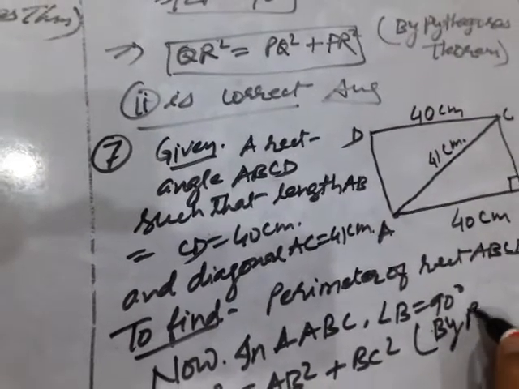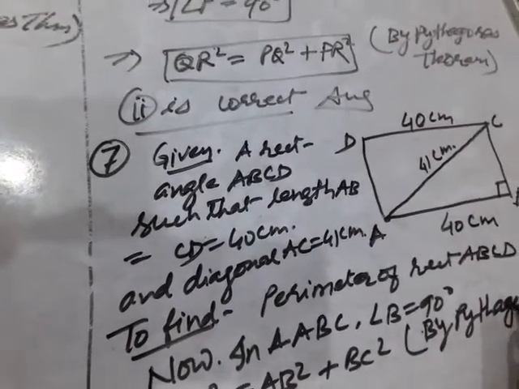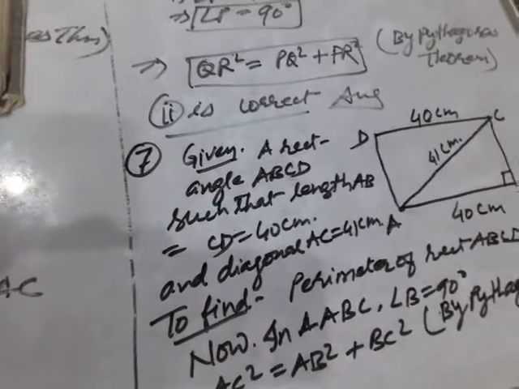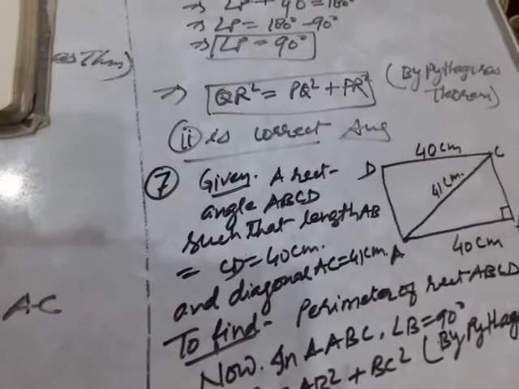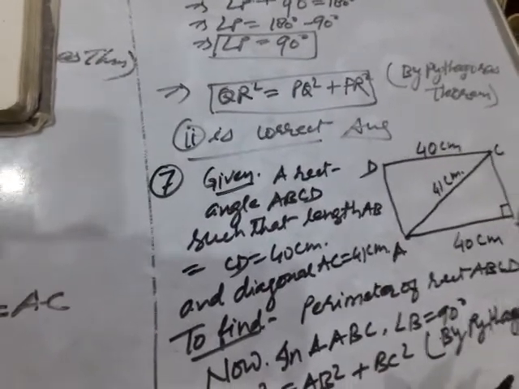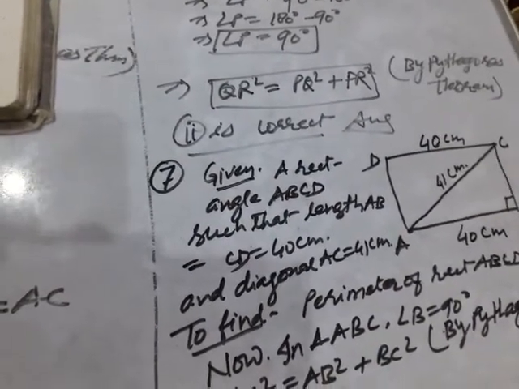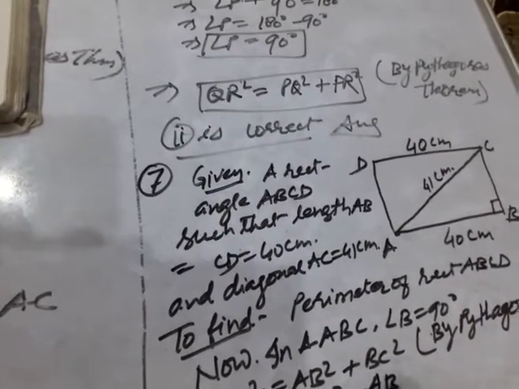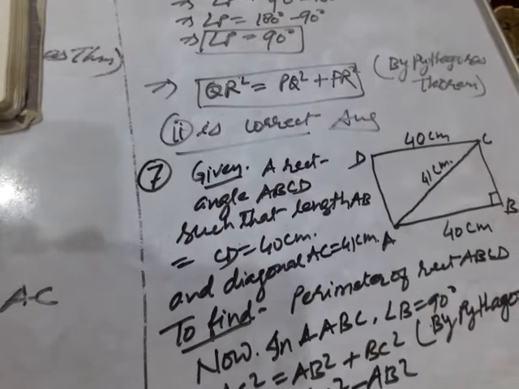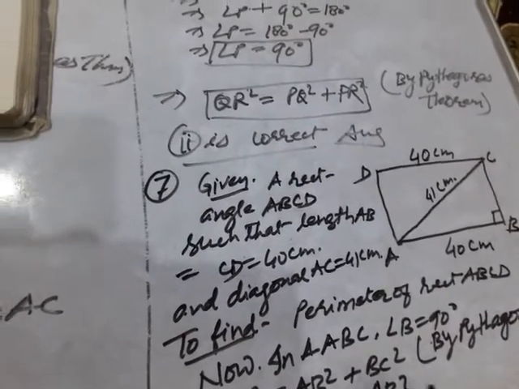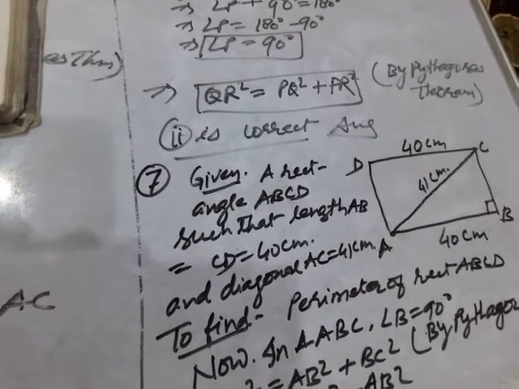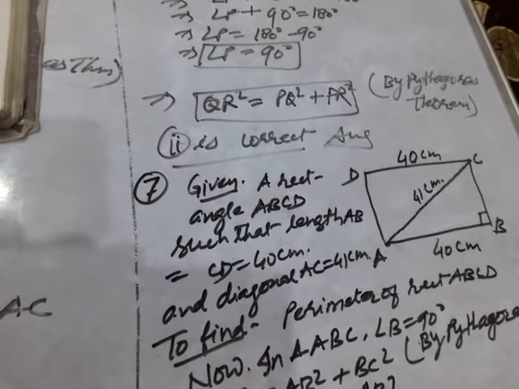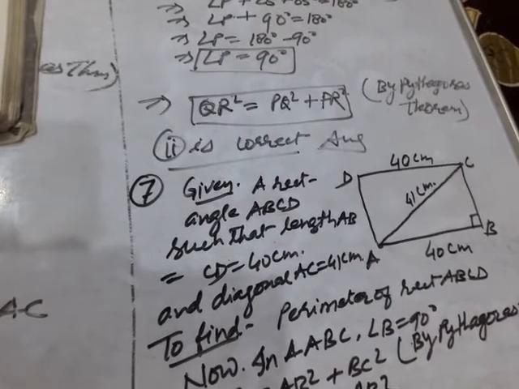By Pythagoras theorem, AC is given, children. We have to find out BC. This implies that BC square equal to AC square minus AB square. By transposing, BC square equal to AC, which is given to be 41, its square, minus AB square, which is 40 square.